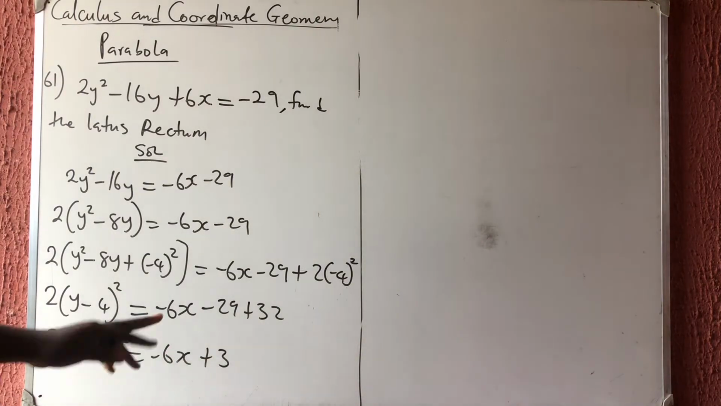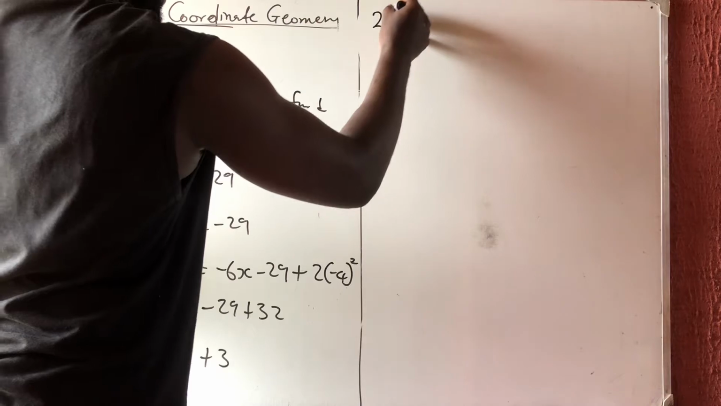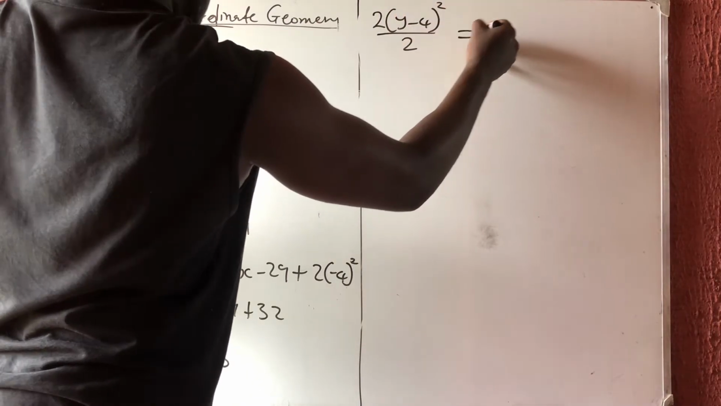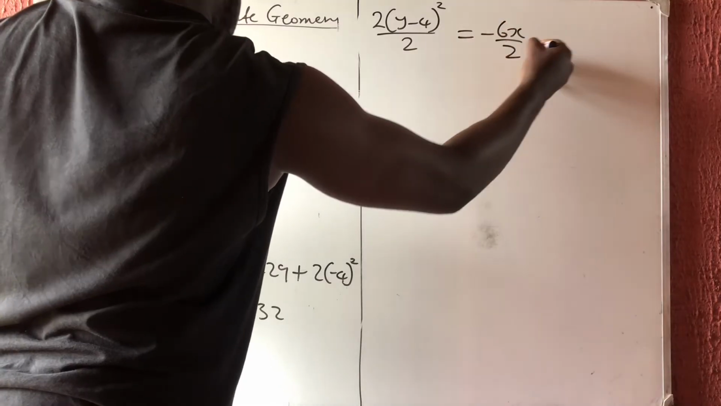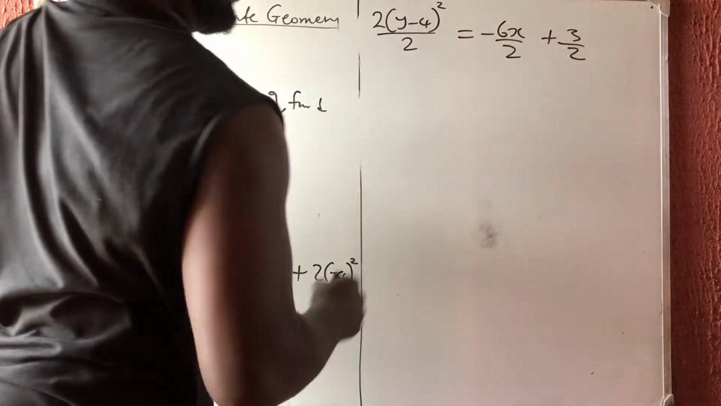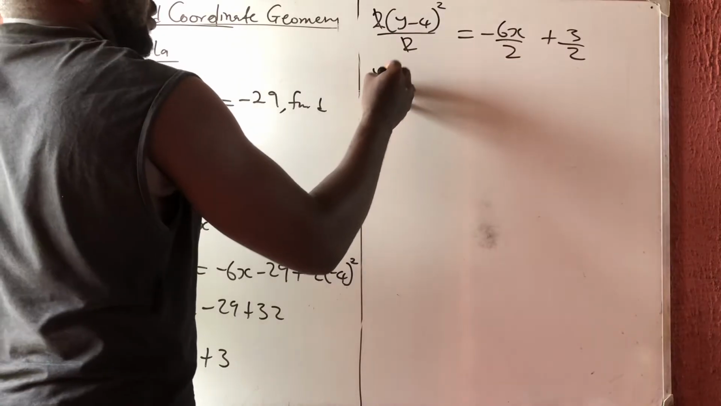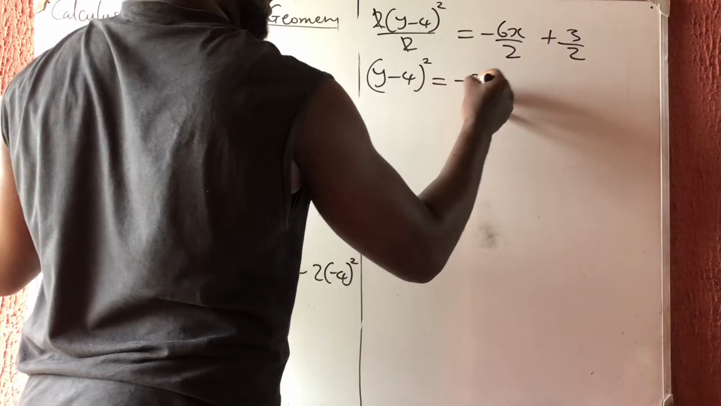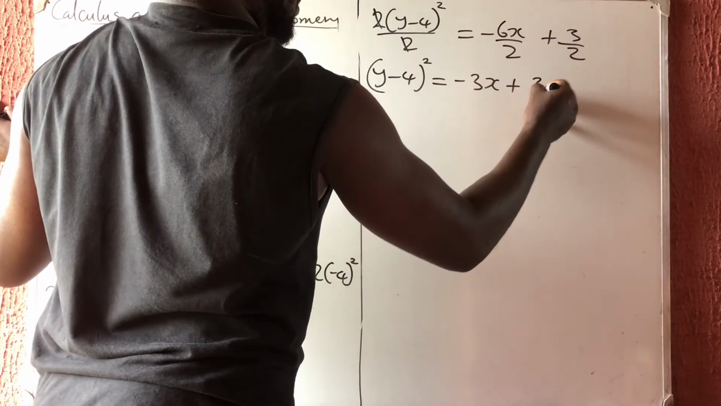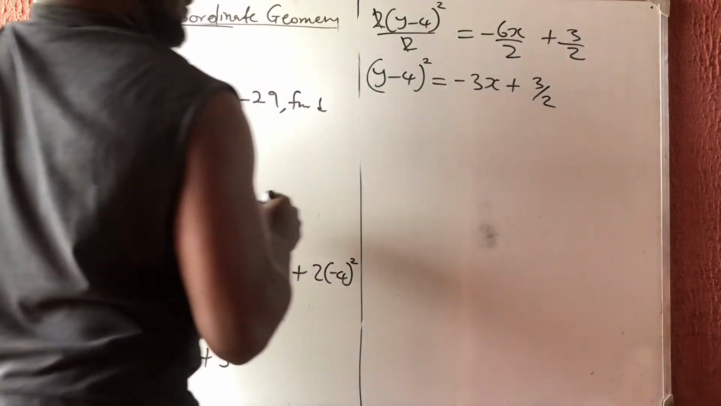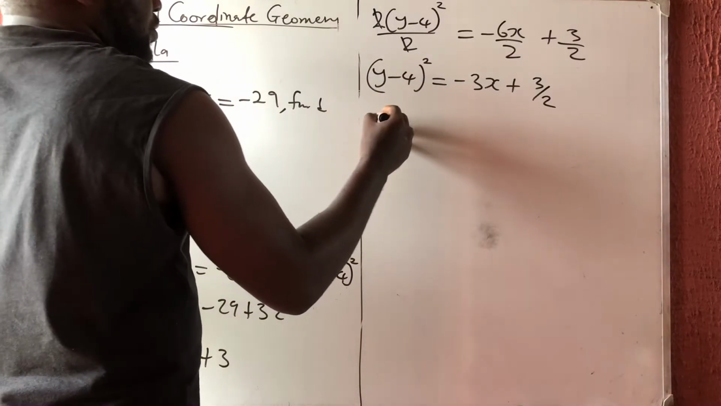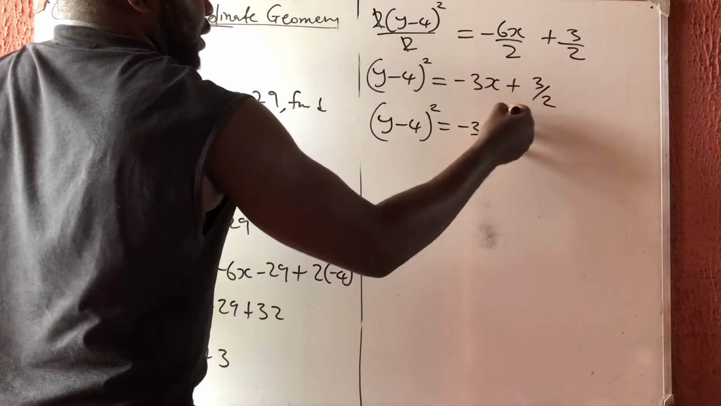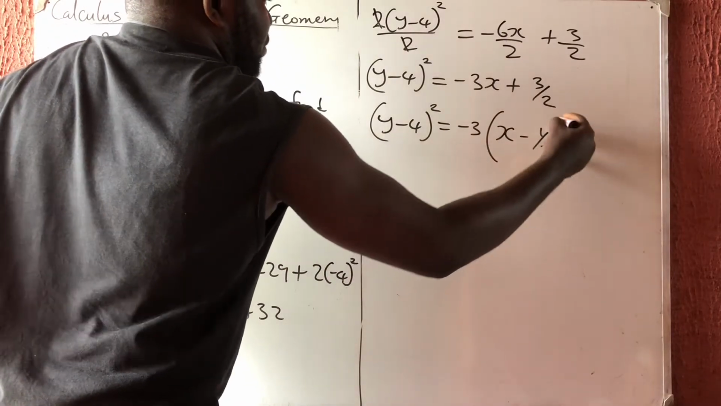Okay, so divide everybody by 2 to have 2 into y minus 4 all squared over 2 is equal to minus 6x over 2 plus 3 over 2. Okay, so this takes care of this. I'm having y minus 4 all squared is equal to minus 3x plus 3 over 2, right? So let me bring out minus 3 outside. So y minus 4 all squared is equal to minus 3 in bracket of x minus 1 over 2.